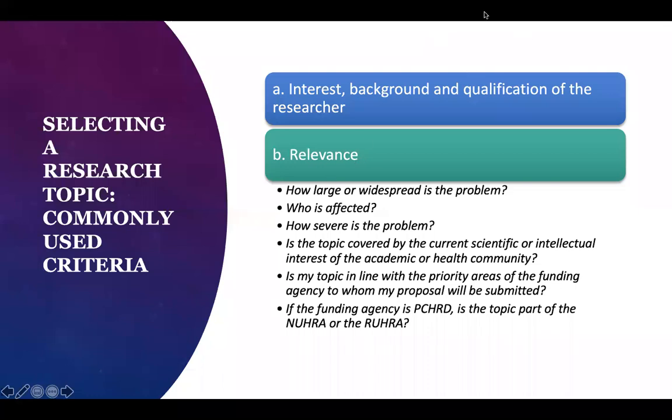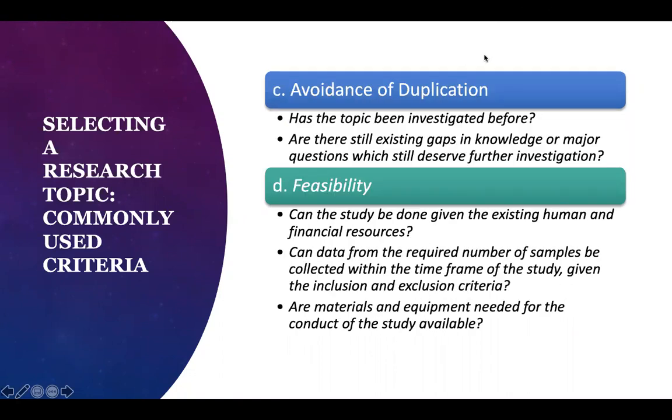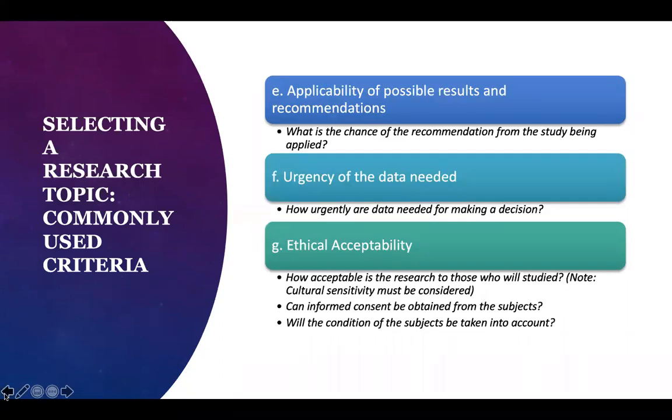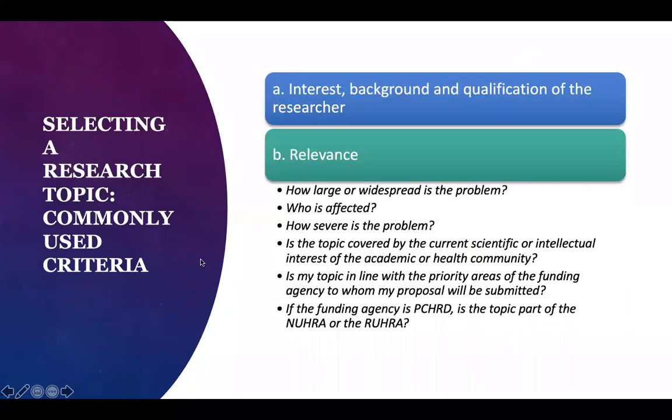Letter B, relevance. How large or widespread is the problem? Like for example, now, the most relevant issues about COVID. Who is affected? How severe is the problem? Is the topic or the problem covered by the current scientific or intellectual interests of the academic or health community? Of course, because that is a pandemic.